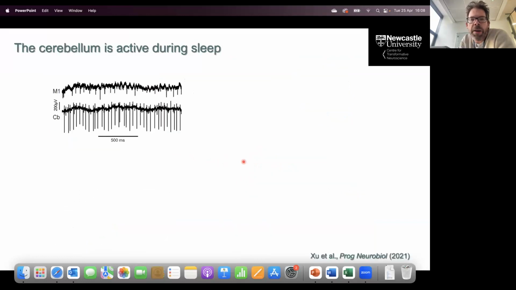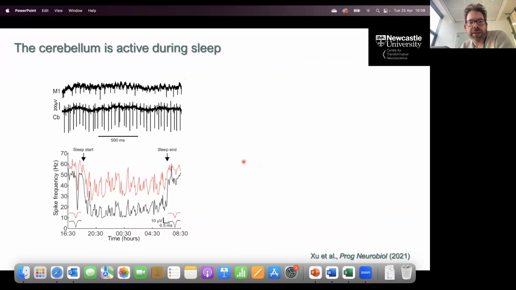Okay. So then, this is an example of an M1 cerebellum recording. We're recording here during the night. And so the first thing to say is that the cerebellum is active during sleep. Indeed, if we look at the firing rate of, in red here, a cerebellar neuron, in black here, a neocortical neuron, you can see that the firing rate is fluctuating up and down on a period of about an hour, which is the known sleep cycle in monkeys.